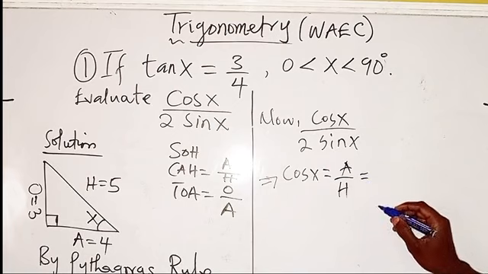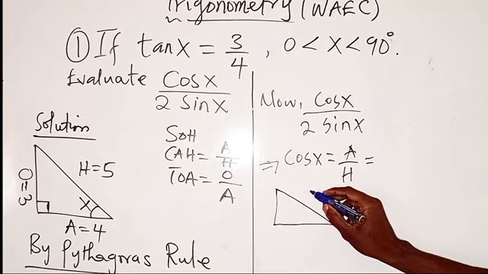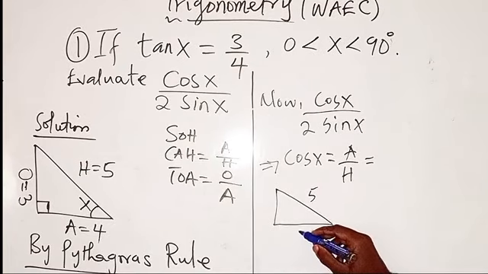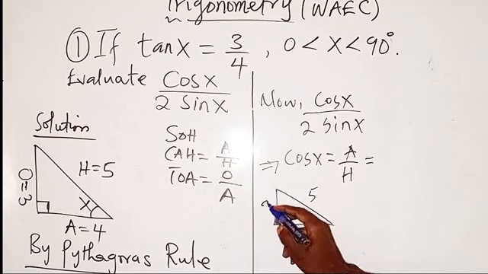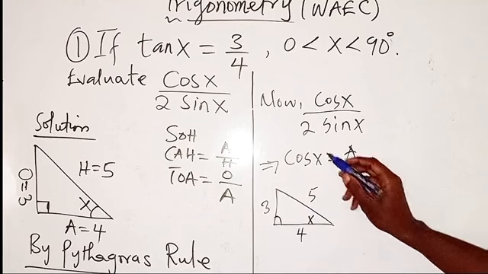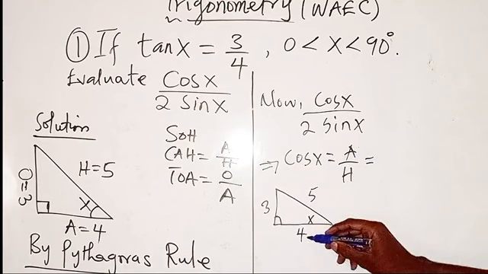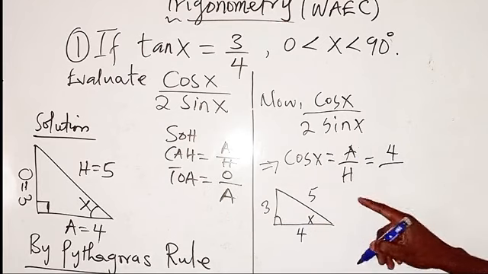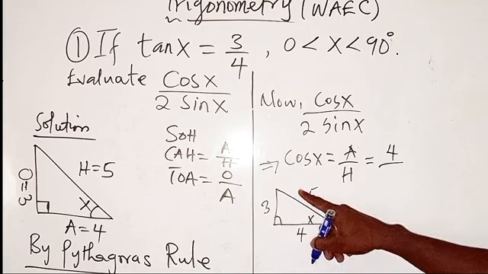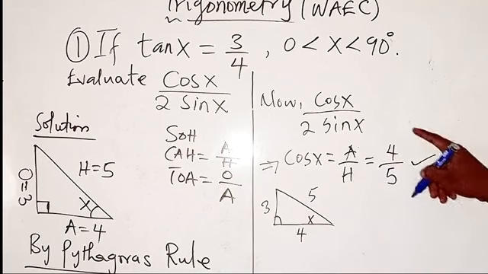So according to the triangle with sides 5, 4, and 3, this is the right angle we have, and we have x here. If you want to know cos x, cos x is adjacent, which is 4, all over the hypotenuse, which is 5. So we have cos x to be 4 over 5.